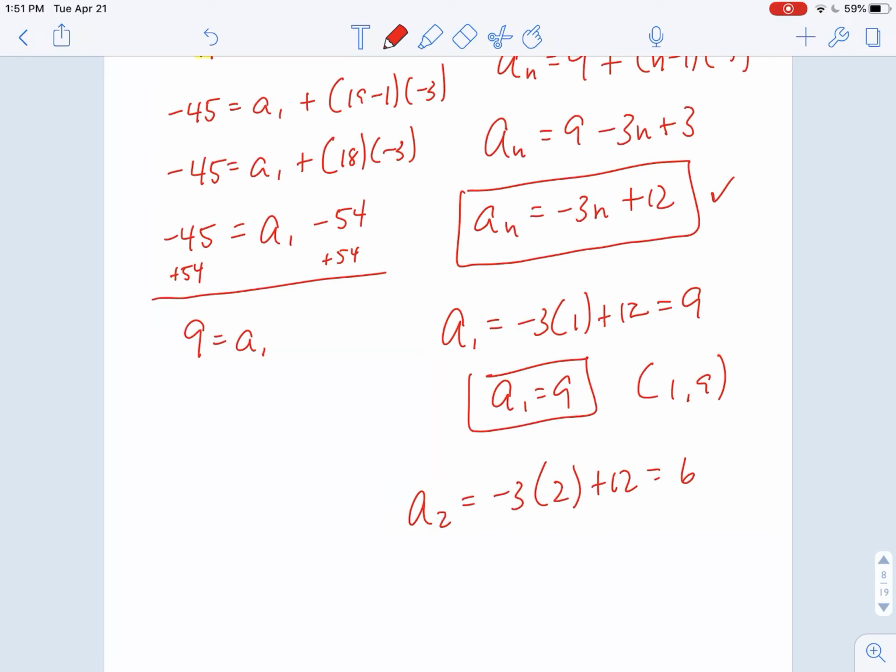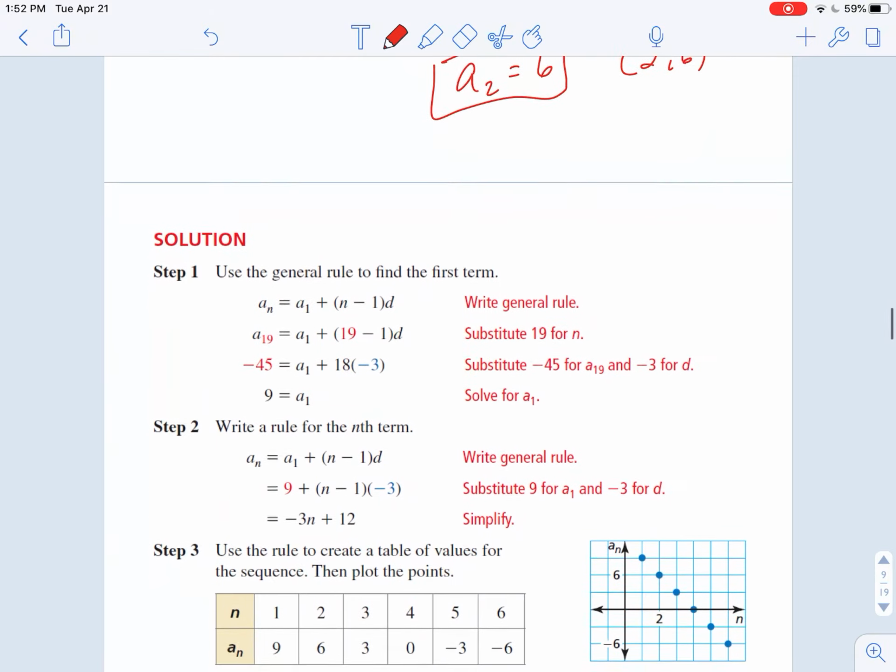So what would that look like as an ordered pair? Well, let's first just say the second term is 6. So what does that look like as an ordered pair? It would look like 2, 6. So we can create a list of these ordered pairs, and then we can graph them. And what you'll see is it'll end up creating a bunch of dots on a grid that look like a line. But let's assume that we can do that, and let's take a look at the answer down below here.